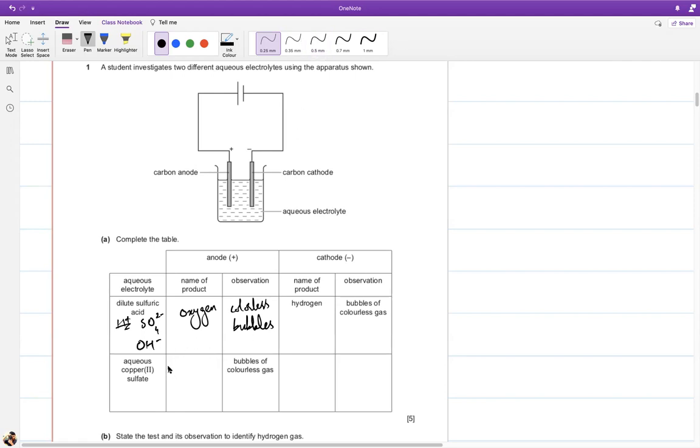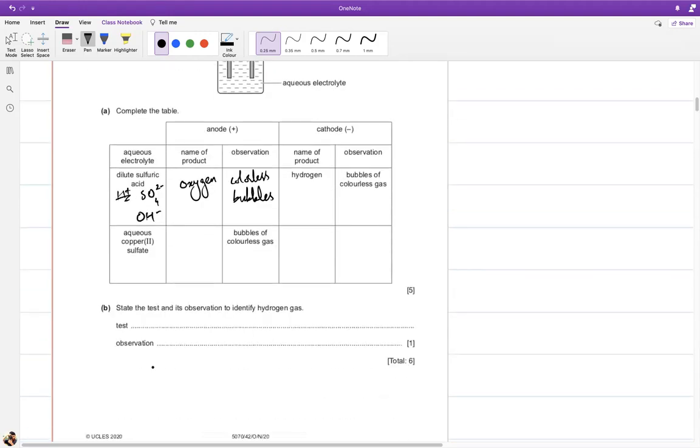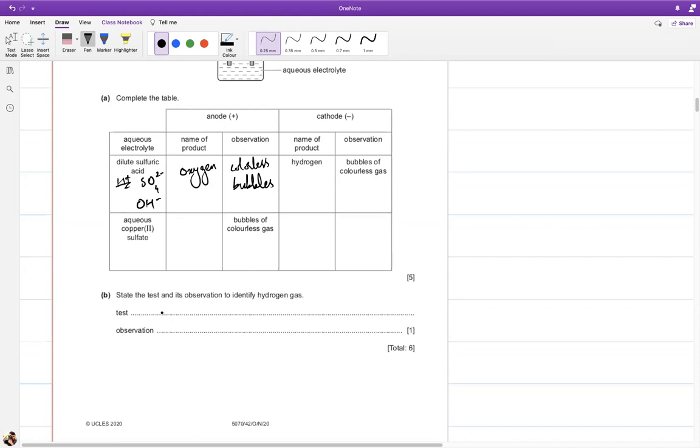Now, for the next part, we'll do the same thing. We'll write down the ions that we have, and then we'll see which one will be going on. So copper 2 sulfate aqueous, that means there's the copper 2 ion, sulfate ion, hydrogen ion, and hydroxide ion. Now, you know that copper is less reactive than hydrogen.